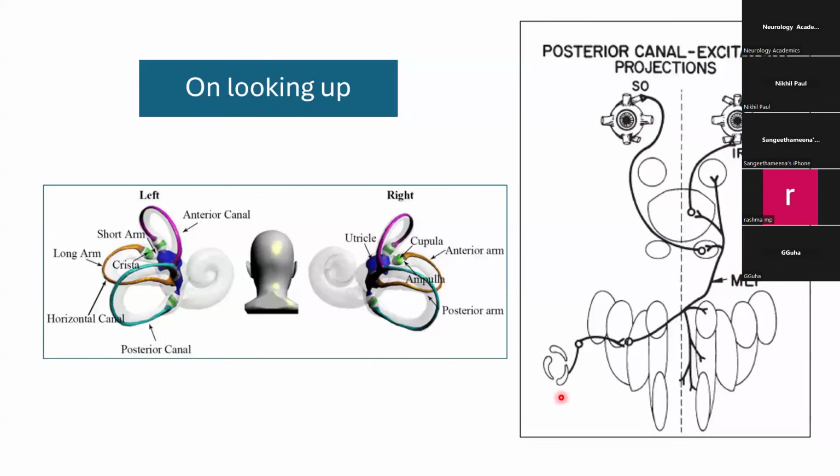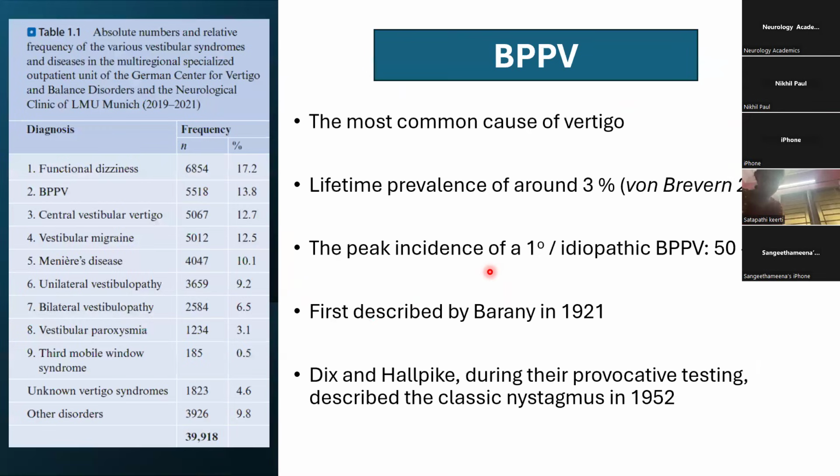So when a posterior semicircular canal gets activated on one side, there is activation of the same side superior oblique and the opposite side inferior rectus. So that is how, on looking up, our eyes move downwards. When we look straight up, both the posterior canals get activated and there is activation of both inferior rectus and both superior oblique. So that is the basic functioning of the semicircular canals. I hope that is clear.